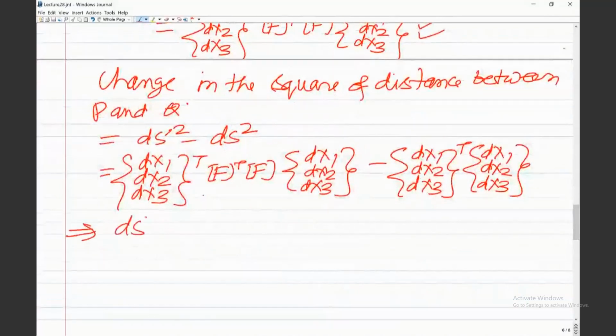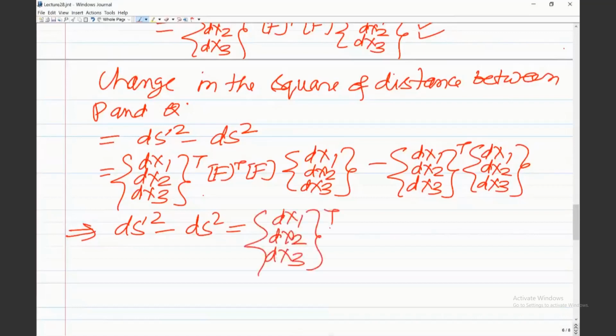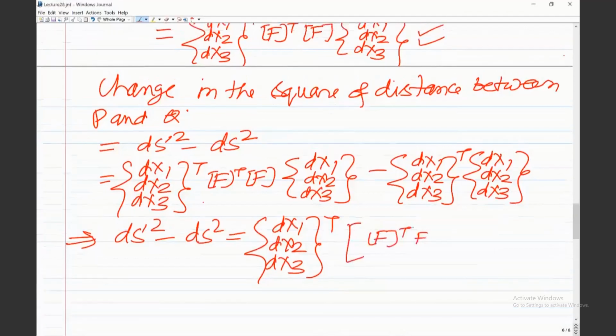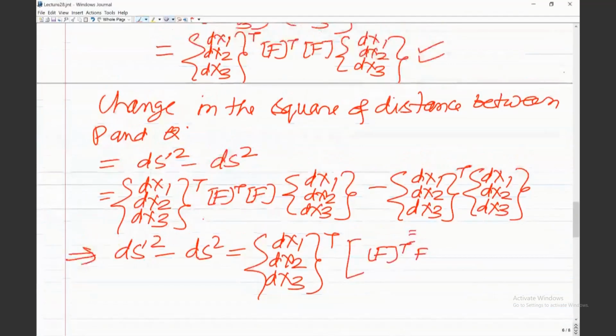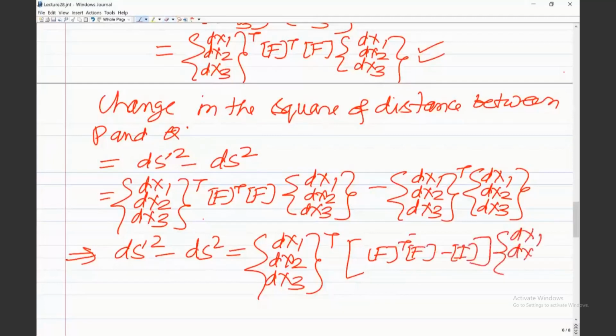So we can say from this that ds dash square minus ds square will be equal to, taking [dX1, dX2, dX3] transpose on the left-hand side, then inside we have F transpose into F minus the identity matrix, and on this side again [dX1, dX2, dX3]. So you can write this expression like this.